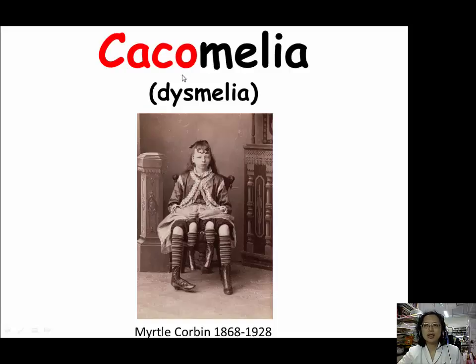Cacomelia refers to a condition or anomaly of a limb or limbs resulting from a disturbance in embryonic development. The term includes defects of excessive development, like this Myrtle Corbin, who has 4 legs, or a reduction deformities, which also can be called cacomelia or dysmelia.